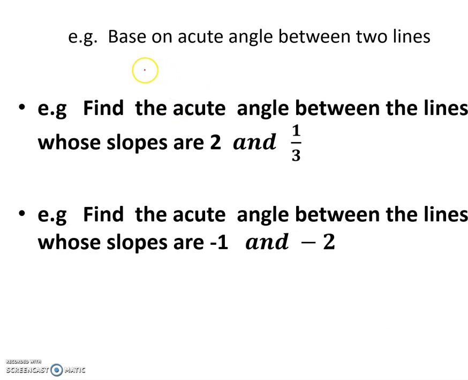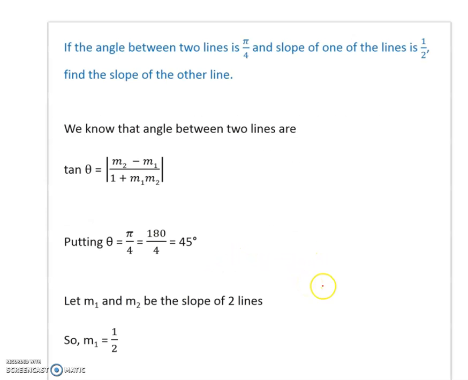So, you must find the examples based on the acute angle between two lines. Find the acute angle between the lines whose slopes are 2 and 1 upon 3. Find the acute angle between the lines whose slopes are -1 and -2. If the angle between two lines is pi by 4, the slope of one of the lines is 1 upon 2.